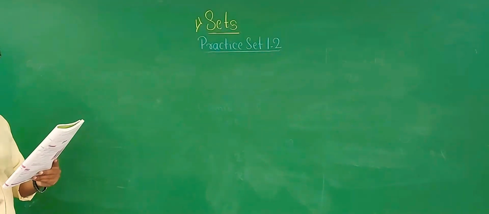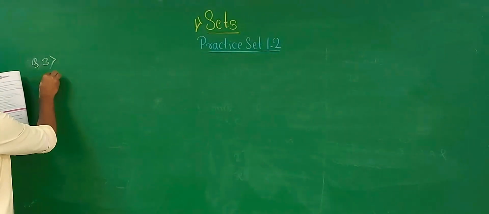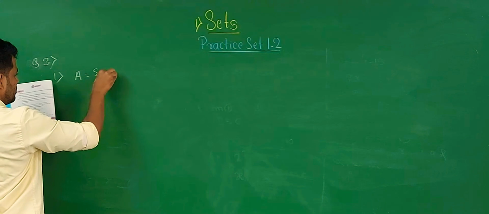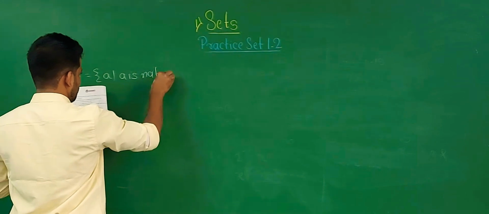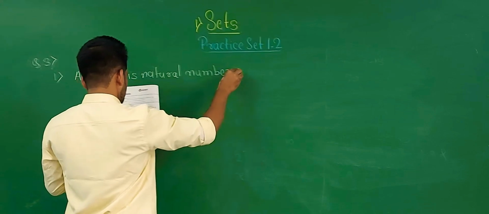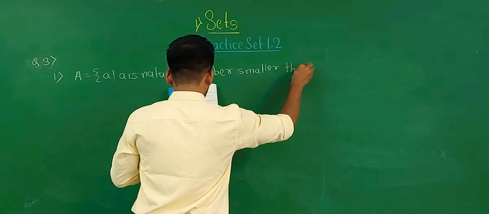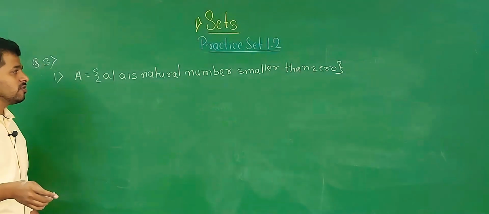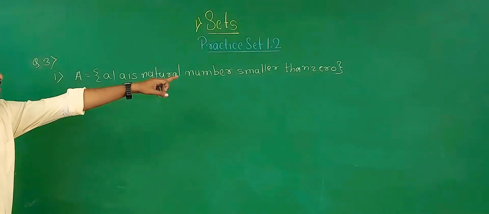Which of the following are empty sets and why? Okay, question number 3. Let's see the first one, that is A. Set A is all natural numbers smaller than 0. Okay, A is a natural number smaller than 0, but natural numbers start from 1, 2, 3, 4. So there is no natural number smaller than 0.